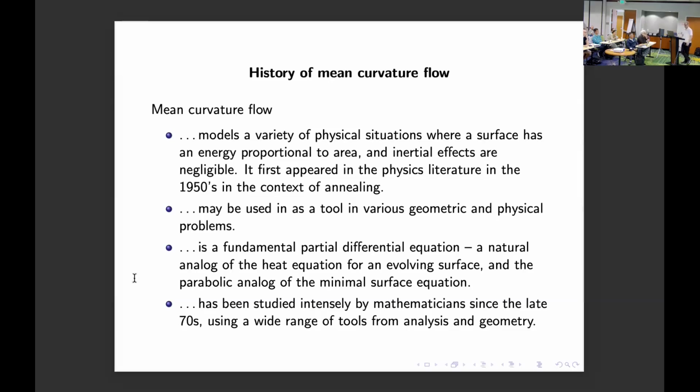So, all right, now within mathematics, mean curvature flow is useful as a tool. You can use it in various topological problems, geometric problems.